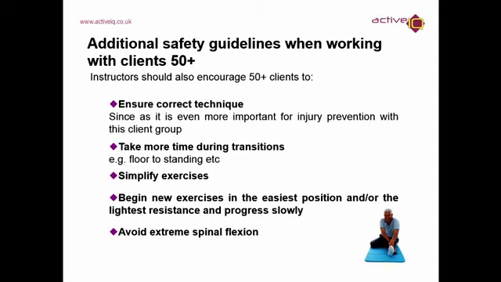And we might begin new exercises in an easiest position and then lightly put on the resistance. So if we're doing something like a bicep curl, let's practice it at a real low weight, make sure they're safe with it, and then we'll start to add on some weight from there. And we need to avoid extreme spinal flexion. That's not going to be safe doing that with an older person, flexion at the spine. So let's try and avoid that wherever possible.